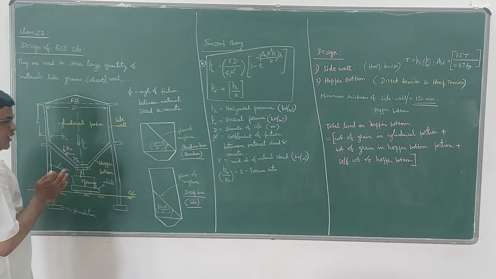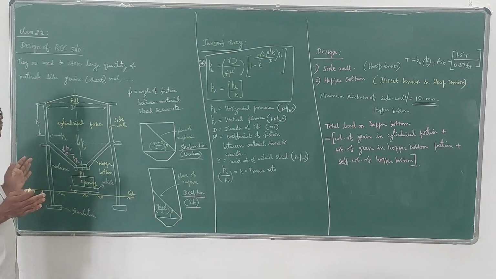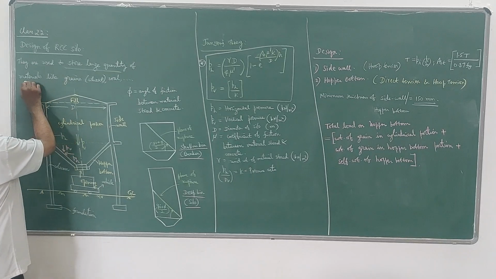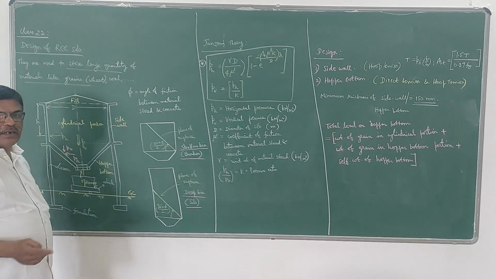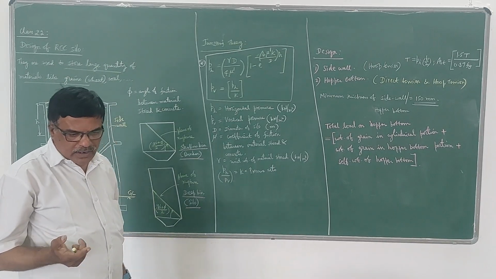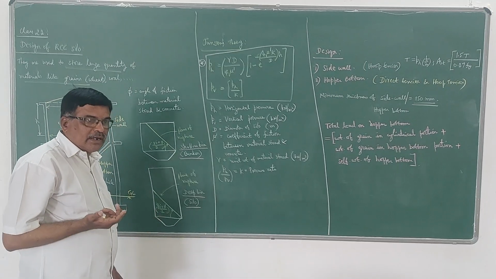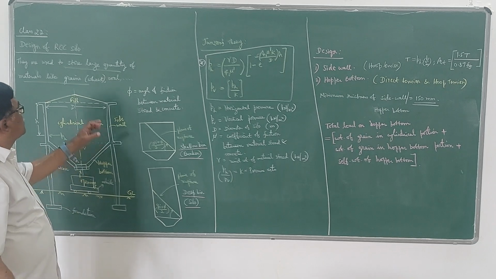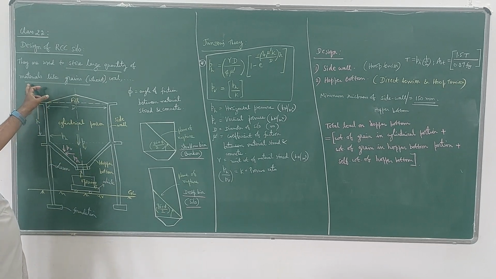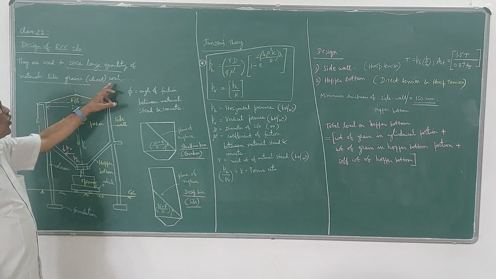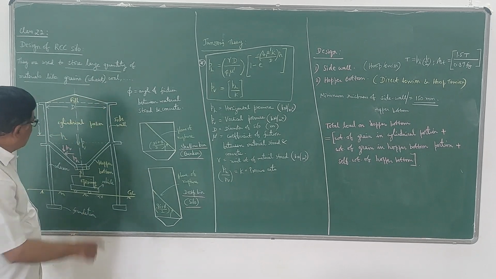The difference between bunker and silo: both of them are used to store a large quantity of materials. Normally bunkers are used to store petrol or diesel, kerosene, liquids like that, whereas silos are used to store grains like wheat, ragi, etc. and coal.